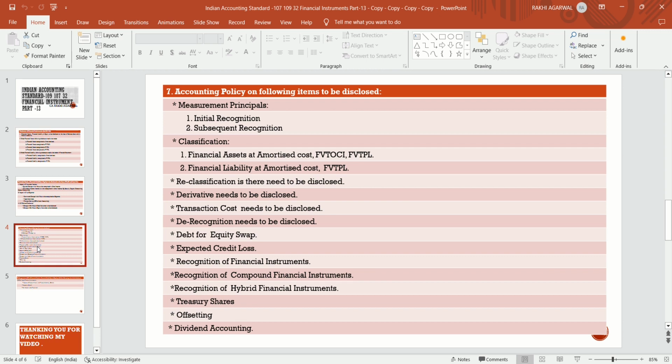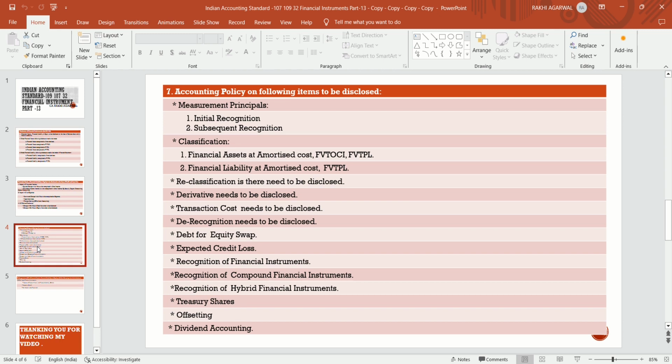Accounting policy on the following items is to be disclosed: measurement principles, initial recognition and subsequent recognition. Any measurement principle, both initial and subsequent, is to be disclosed as accounting policy. Any classification, like if the financial asset is classified at amortized cost, FVTOCI or FVTPL, should be recognized as an accounting policy. Similarly for financial liability, if recognized at amortized cost or FVTPL, any classification is to be accounted as an accounting policy.